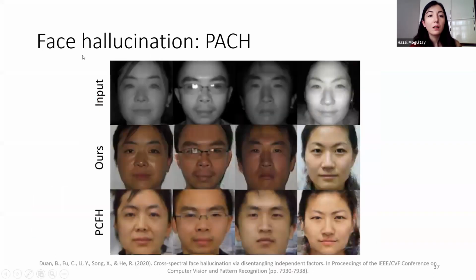This is another problem. This is the face hallucination problem. These are the results they acquired with PEC. I'm just listing some other problems that you can use it for.